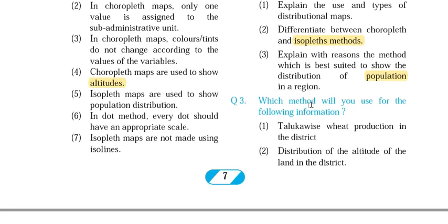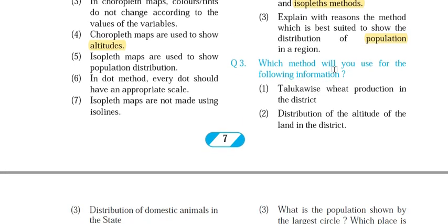Then the next question is: which method will you use for the following information? The first one is taluka-wise wheat production in the district. Here wheat production is in numbers, suppose 1000 tons, 2000 tons, 3000 tons, like this. So you can use the dot method very precisely over here, and you can measure the actual production quantity by using different dots. Then, distribution of altitude of land in a district. So you want to show the altitude, means what?